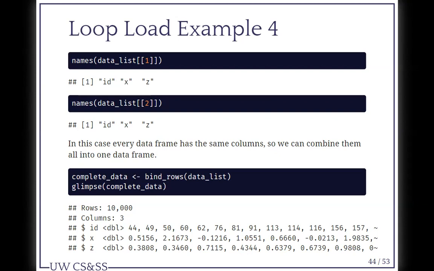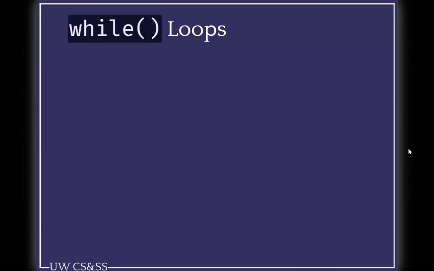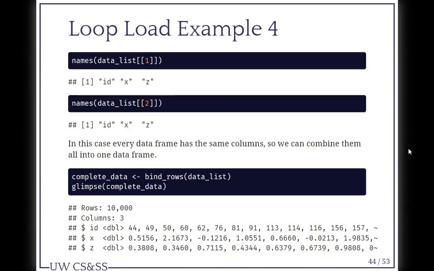You could write a for loop that replaces this number with an i and just says 1 to the length of our data list, print the names. That would work really quickly and just spit them all out. Okay.